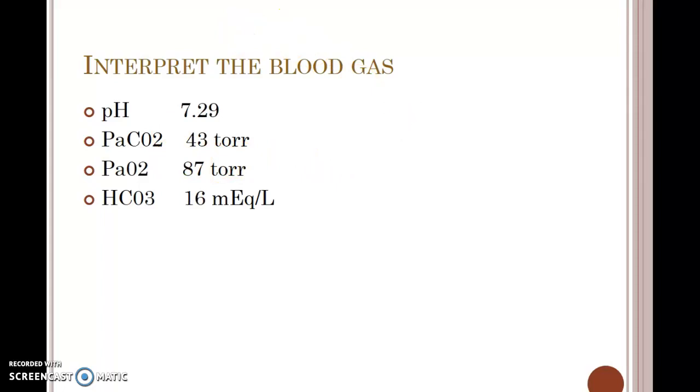The next blood gas, we have a pH of 7.29, a PaCO2 of 43 torr, a PaO2 of 87 torr, and a bicarb of 16 milliequivalents per liter. So go ahead and interpret that blood gas. This blood gas is an uncompensated metabolic acidosis.